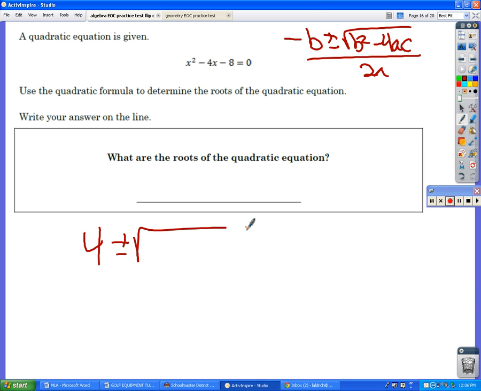b squared is, which is what? 4 squared. 16.